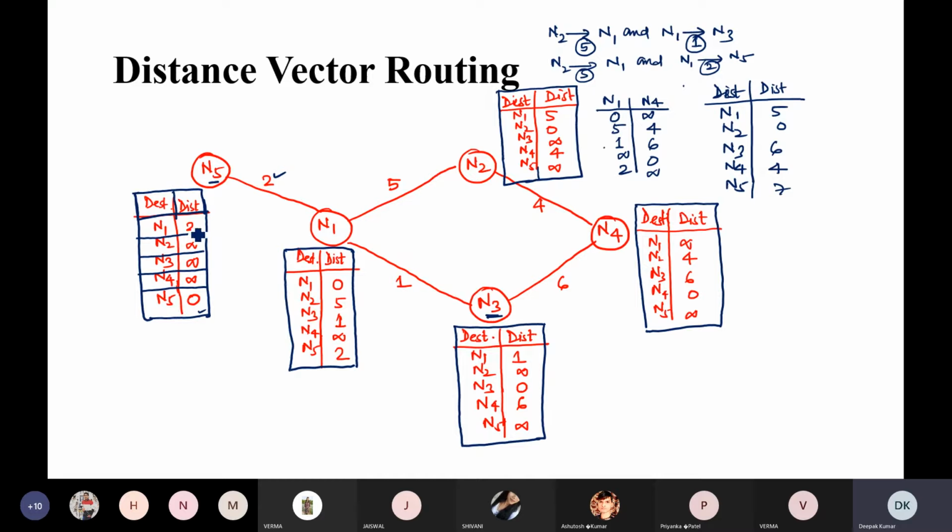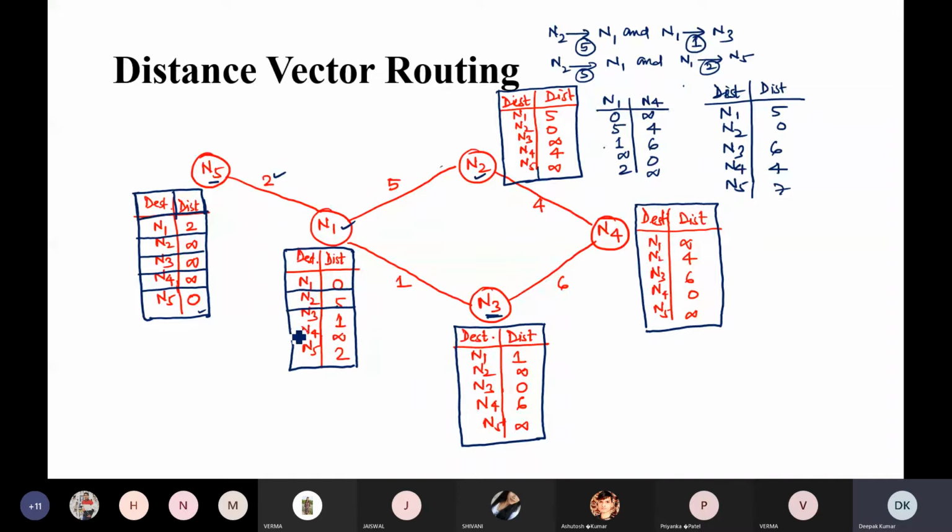So at the first iteration, this type of routing table will be created by the node N5. In a similar way, N1 will create a table like this. Distance between N1 and N1 is 0. Distance between N1 and N2 is 5. N1 here, N2 here. See, the cost is 5.